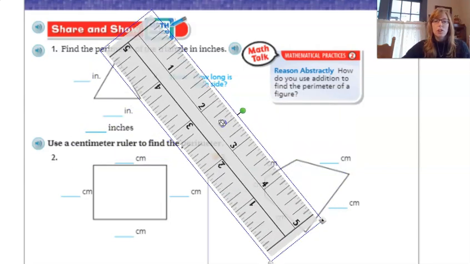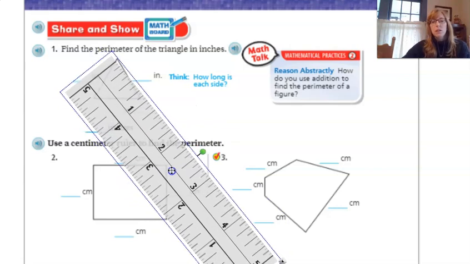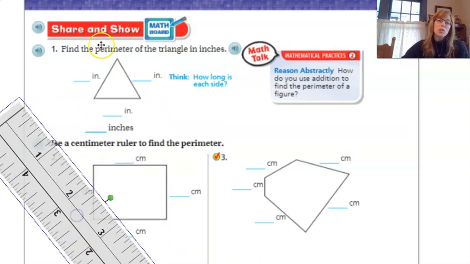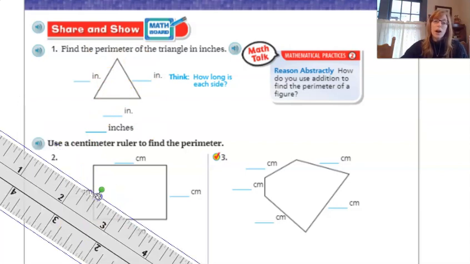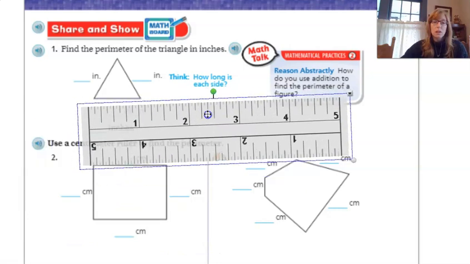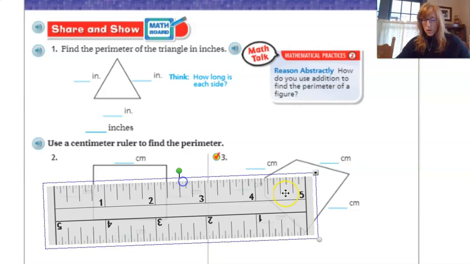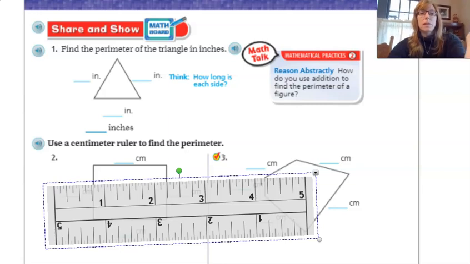So we have to turn it on its side, put it right over here, and you can see that it is about 1 inch. And you can see that it is an equilateral triangle. So you can see that it is 1 inch on every side. So I know that we are rounding to the nearest inch, so you can see that they are all 1 inch because it's an equilateral triangle. So our perimeter is 3 inches.